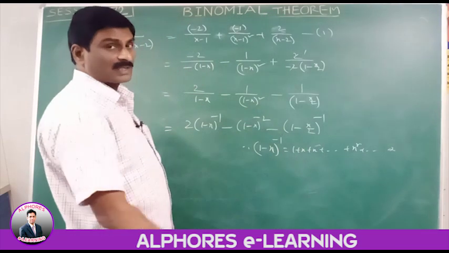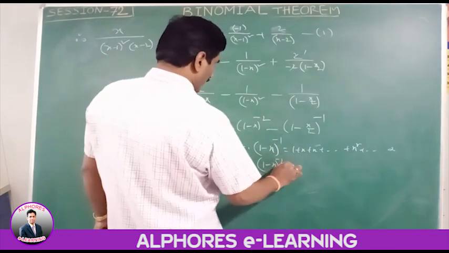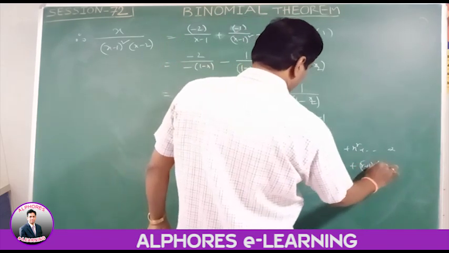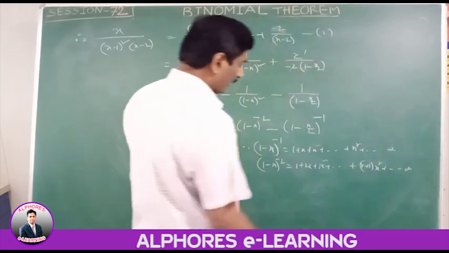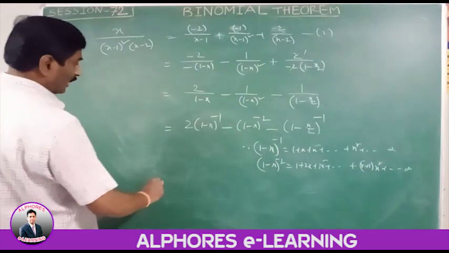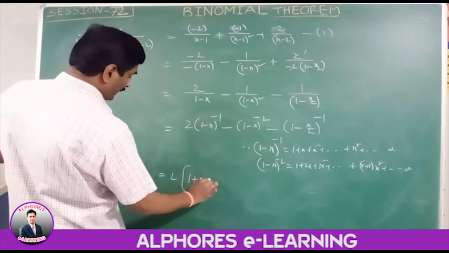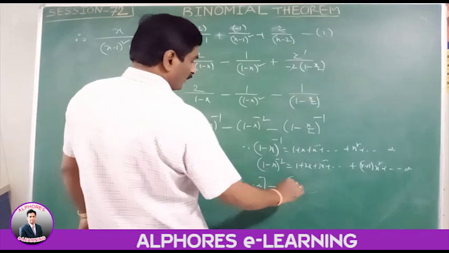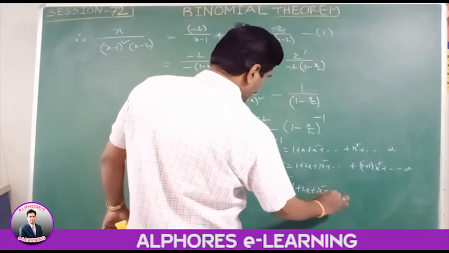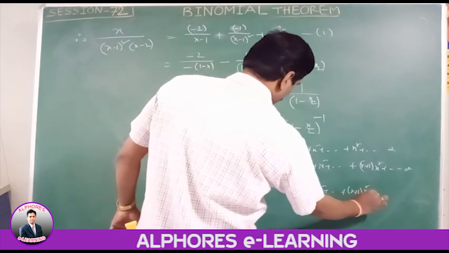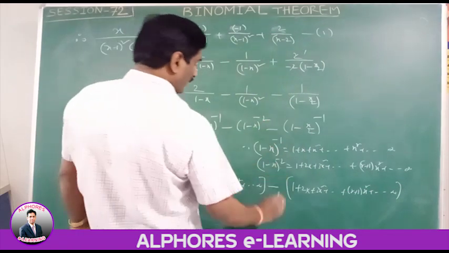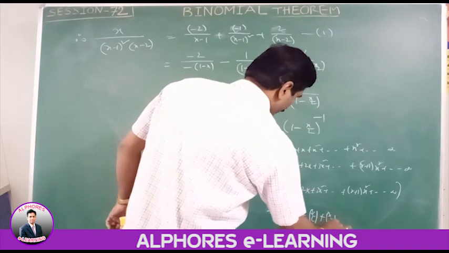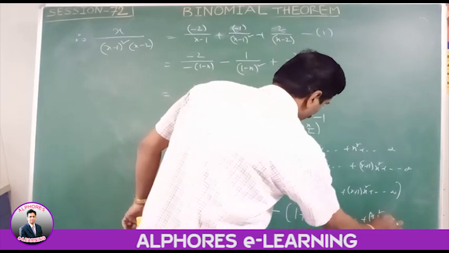Both are negative, so all terms are positive. Here (1 minus x) whole power minus 2: what is the formula? 1 plus 2x plus 3x square plus so on, (r plus 1) into x power r plus so on to infinity. Okay, by using these formulas, expand these values. That is equal to 2 of (1 plus x plus x square plus so on, x power r plus so on to infinity), minus of (1 plus 2x plus 3x square plus so on, (r plus 1) into x power r plus so on to infinity). Next, what is this value? Minus of (1 plus x by 2 plus (x by 2) whole square plus so on, (x by 2) whole power r plus so on to infinity).